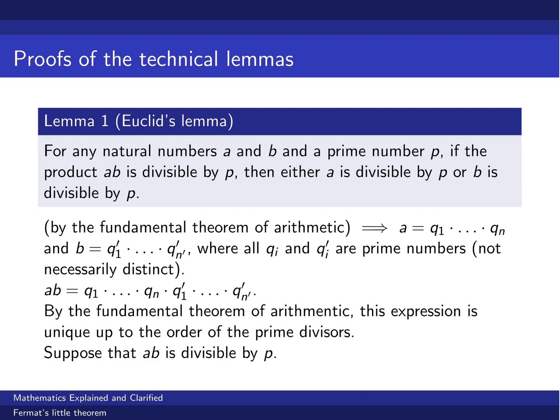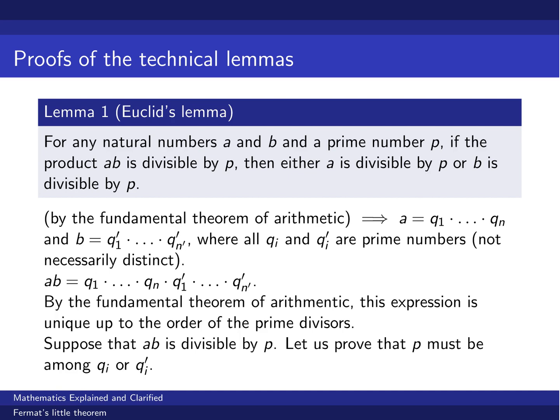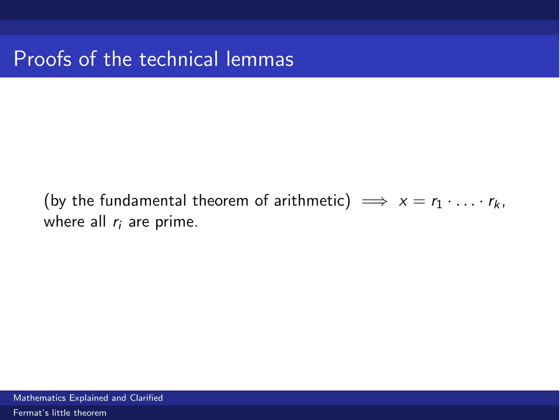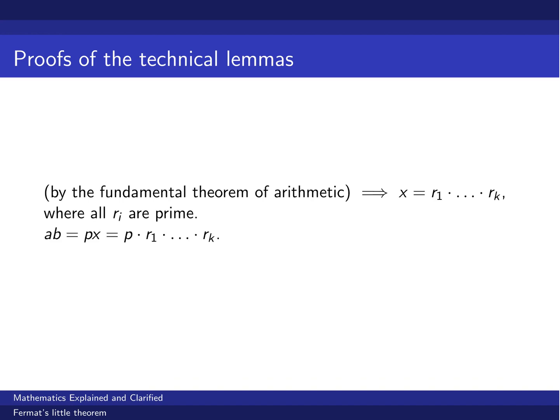Now suppose that AB is divisible by P. Let us prove that P must be among either Qi or Qi prime. If AB is divisible by P, then AB must be a product of P multiplied by some number x, which is a natural number. That's just the definition of divisibility. Then we can use the fundamental theorem of arithmetic to express x as the product of prime numbers R1 and so on Rk, and then we can rewrite AB as P multiplied by the product of these prime numbers R1 and so on Rk.